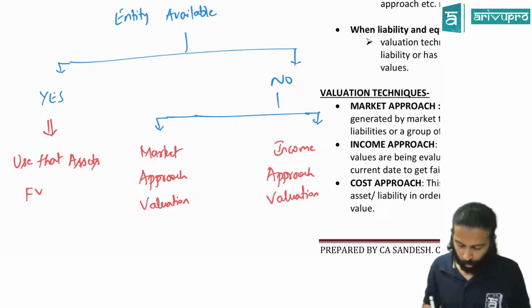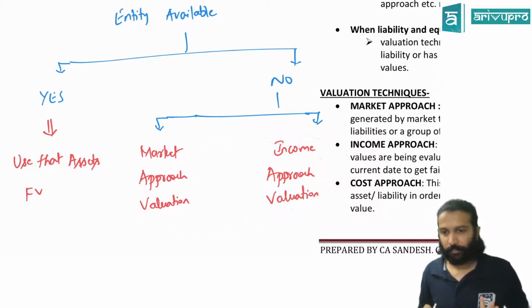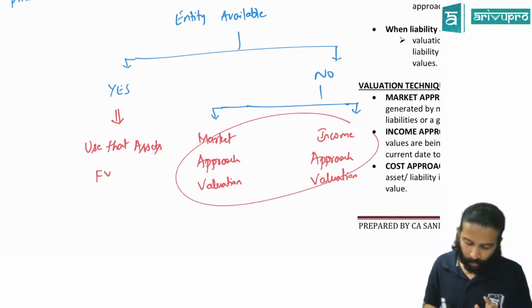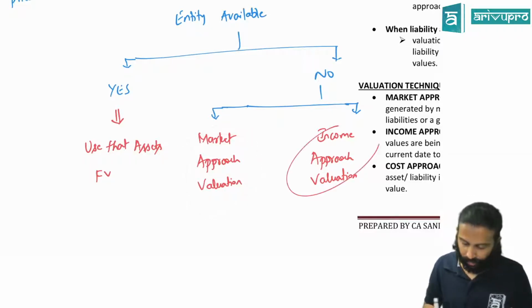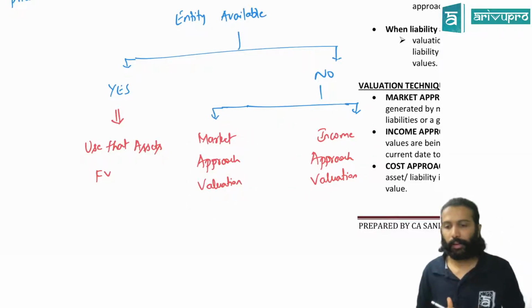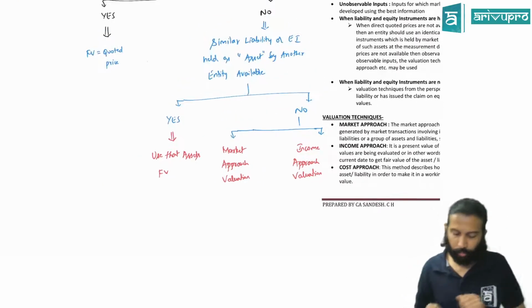We have a couple of problems also on this. We'll take it up there. So if nothing is available, you'll have to value it. And there are two methods of valuation available. One is the market approach. Another one is the income approach. Now, that we'll discuss. Put that on hold for the time being.